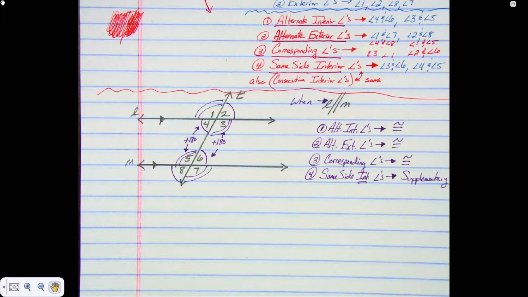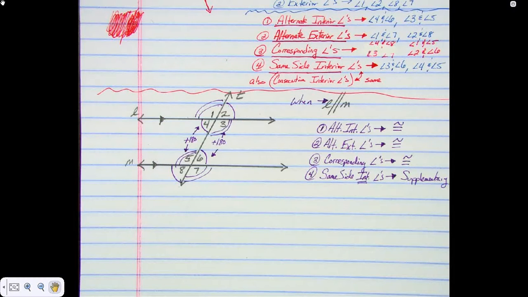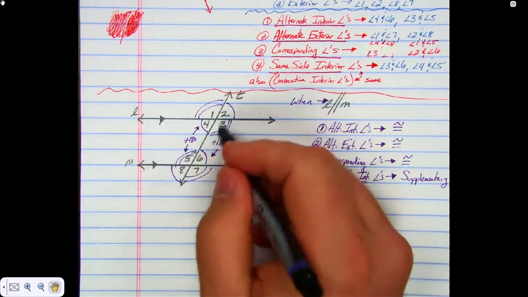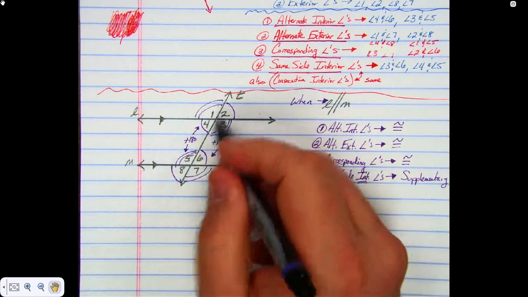They add to 180. Oh, yeah. That was last chapter, right? No. We did not do this last chapter. These linear pairs add to 180. That is correct. That's what I'm talking about. The supplement. But 3 and 6 are not linear pairs.